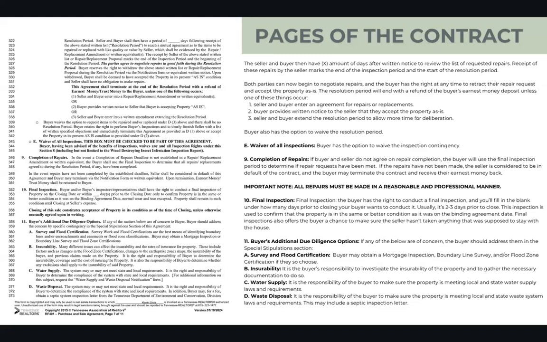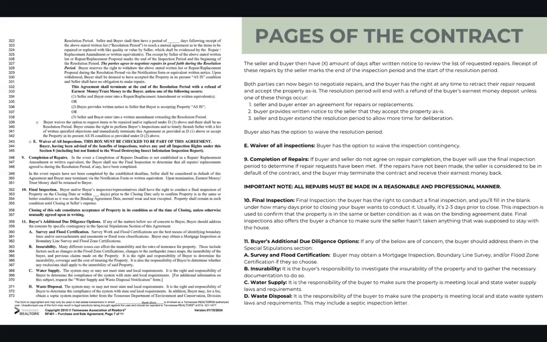Number 11, the buyer's additional due diligence options. If any of the below are of concern, the buyer should address them in the special stipulations section. Survey and flood certification. So the buyer may obtain a mortgage inspection, boundary line survey, and or flood zone certification if they choose. And it is the buyer's responsibility to investigate the insurability of the property and to gather all the necessary documentation.